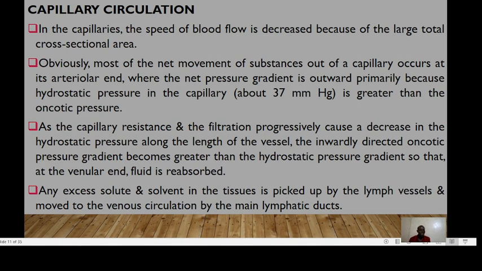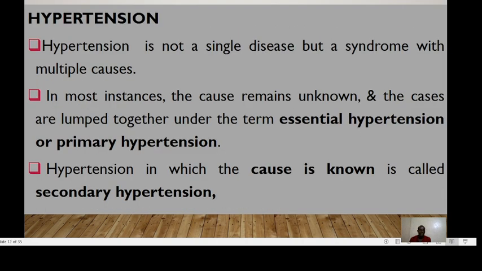So as capillary resistance and filtration progressively cause a decrease in the hydrostatic pressure along the length of the vessels, the inwardly directed oncotic pressure gradient becomes greater than the hydrostatic pressure gradient, so that at the venular end fluid is reabsorbed. Any excess solute and solvent in the tissue is picked up by the lymph vessels and moved to the venous circulation by the main lymphatic ducts.